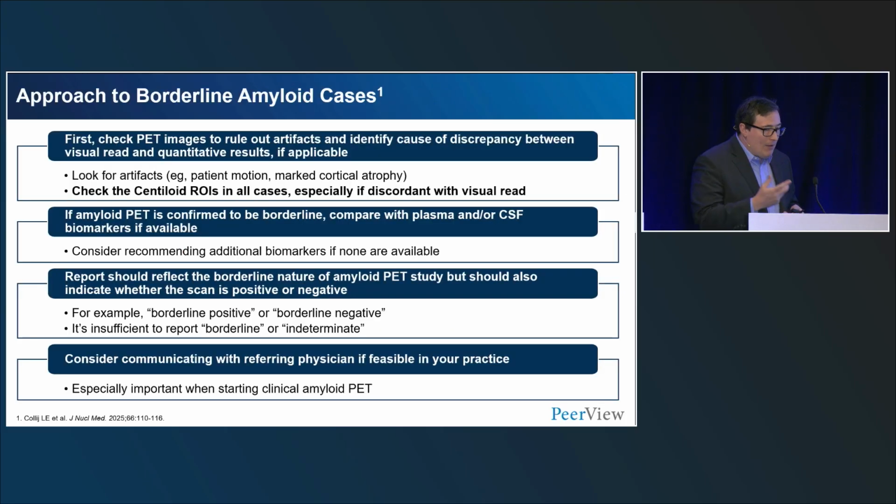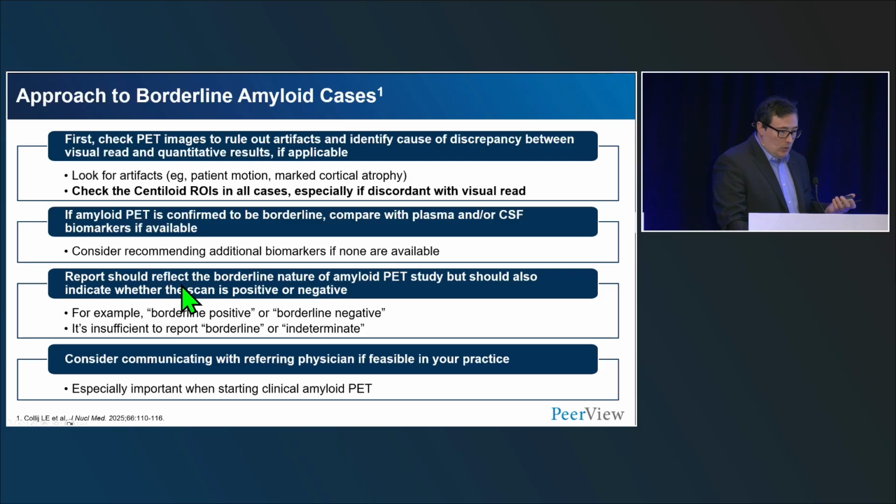So when you have a borderline case, and it'll depend on your practice, but I would guesstimate 10 to 20% of our cases fall into this challenging category. Many are easy to classify. First, look at the PET images. Make sure there's not an artifact that's explaining this discrepancy. Could it be motion, attenuation correction?